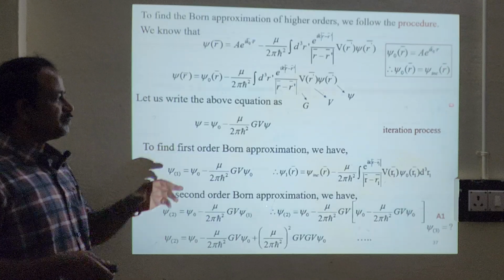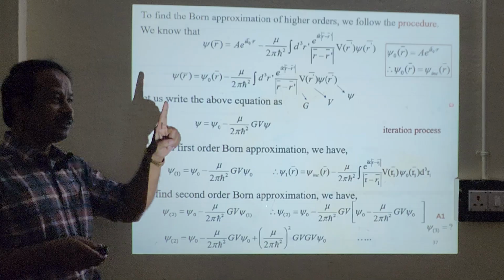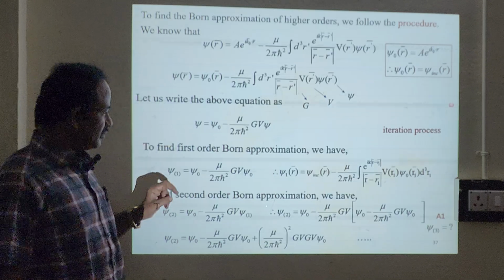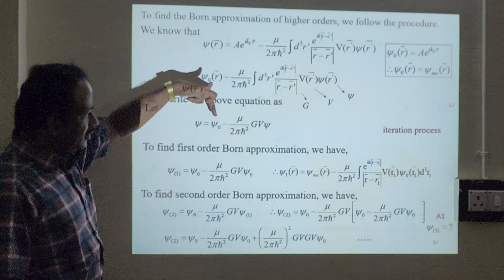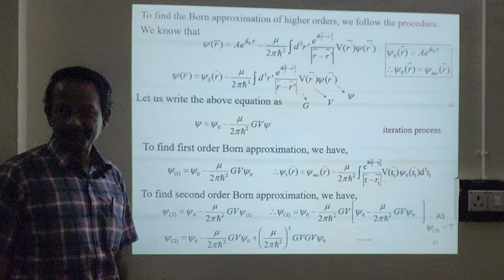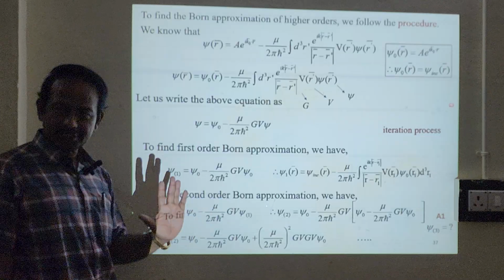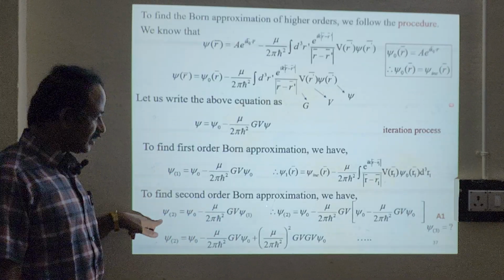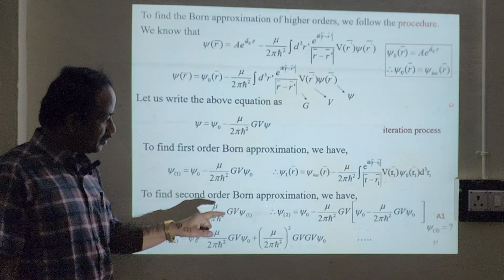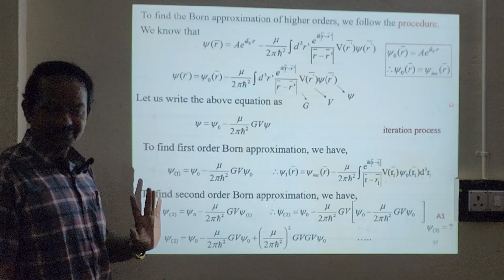Okay, to find the first order approximation, we have already found the zeroth order. So now we are going to find the first order. For the first order approximation, you just replace psi by psi naught. That's all. So you will have two terms. Now for the second order, you replace psi naught by psi 1.